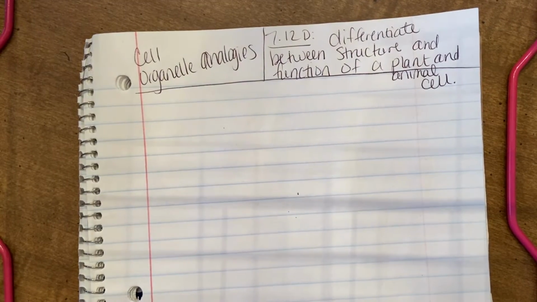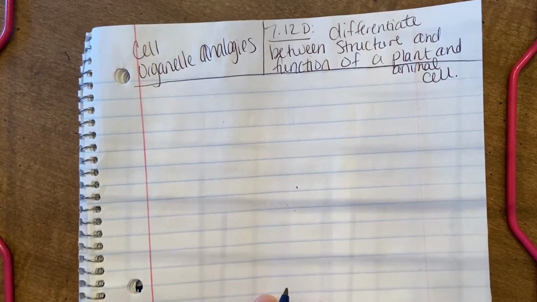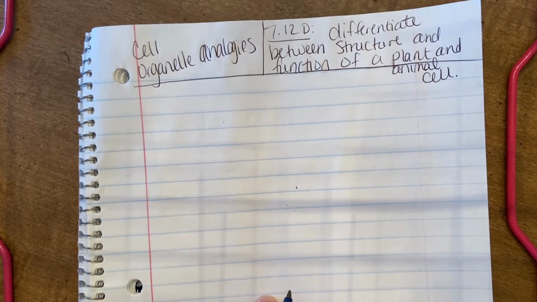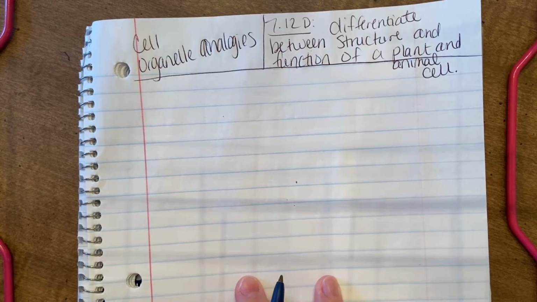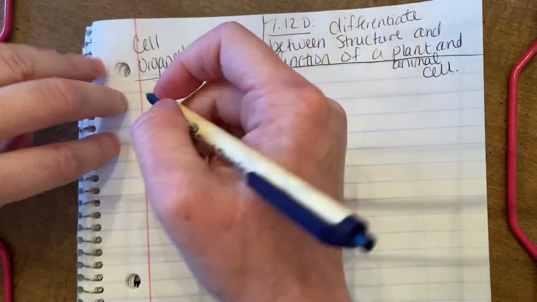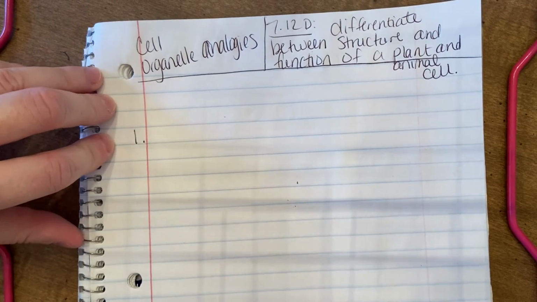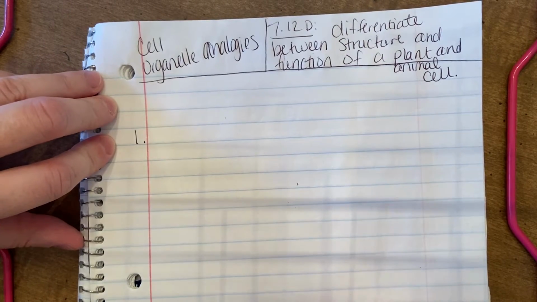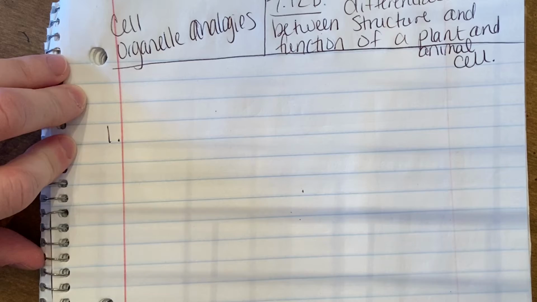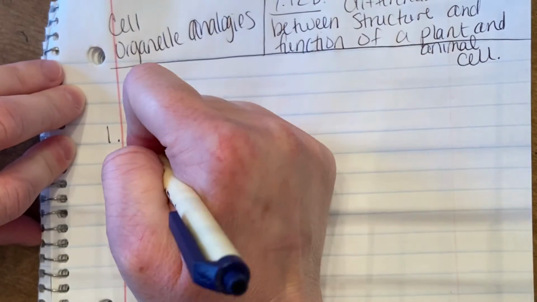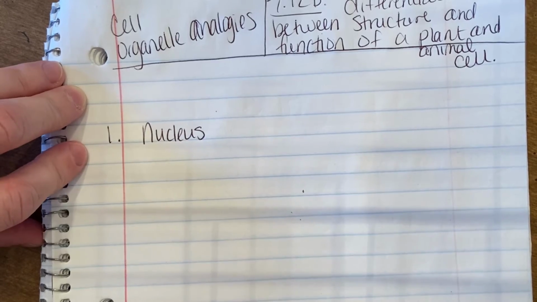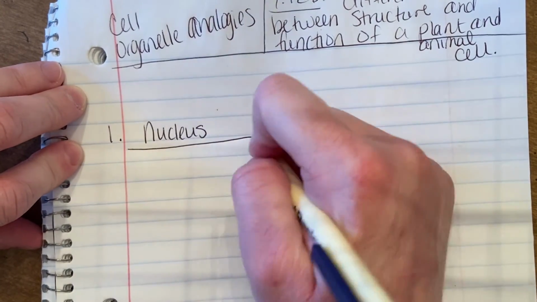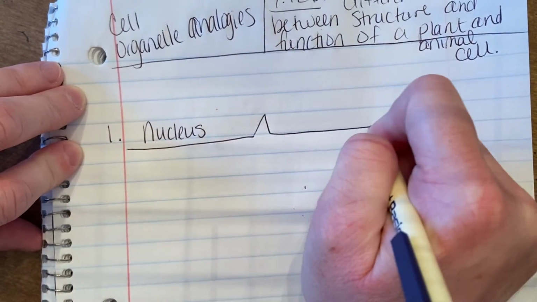When you're done with this, you're gonna do a Google document to help you strengthen your understanding of cell analogies, and that will be a grade. So you want to hit the submit button. All right, so number 1. Okay, I like to number these. So nucleus. Okay, we'll draw that.